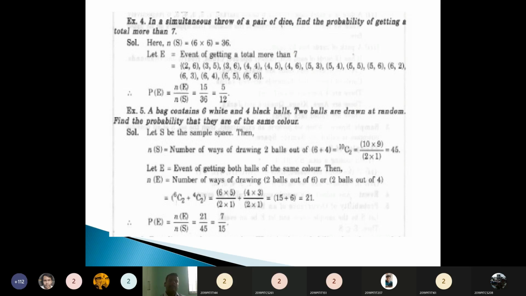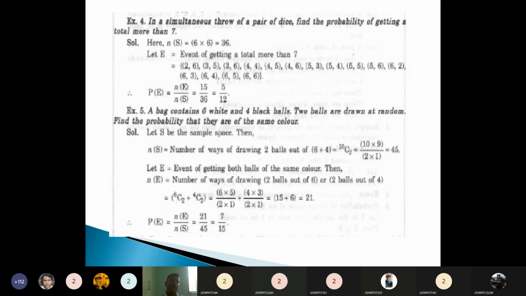A simultaneous throw of a pair of dice: find the probability of getting a total of more than 7. We are throwing two dice, so the total possibilities, as we all know, are 36. That means (1,1), (1,2), (1,3), and so on up to (1,6). Second row is (2,1), (2,2), and so on up to (2,5) and beyond. The last one is (6,6).